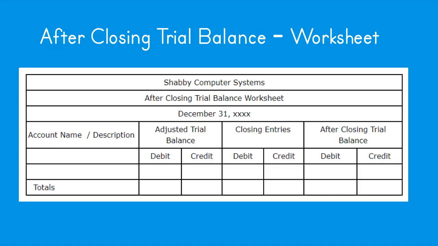Closing entries. The debit and credit amounts entered in these columns are the amounts needed to zero out the revenue and expense accounts. After closing trial balance, this column is calculated by taking the balance in the adjusted trial balance column and adding or subtracting the debit and or credit closing entry adjustments in the closing entries column to arrive at the after closing trial balance amounts.